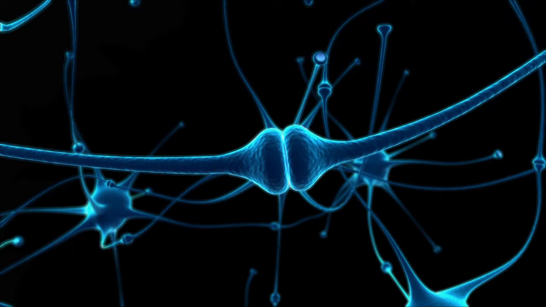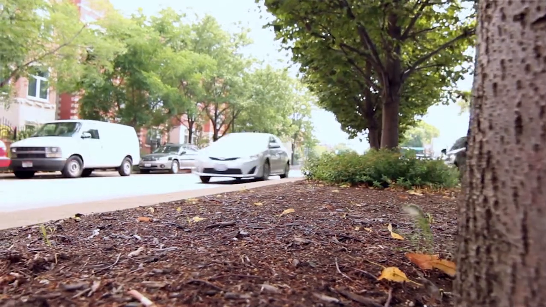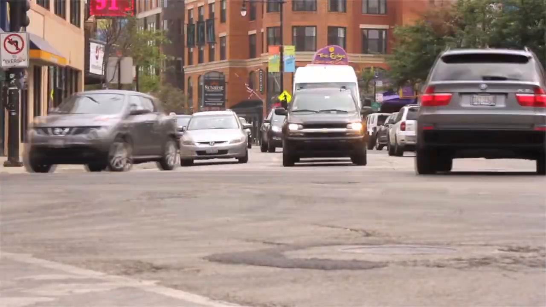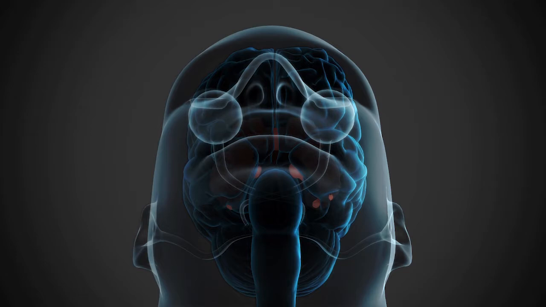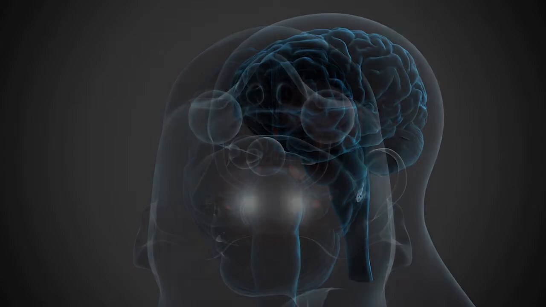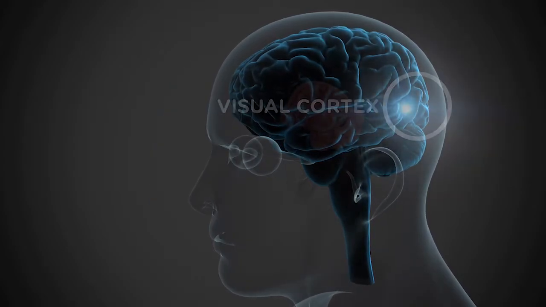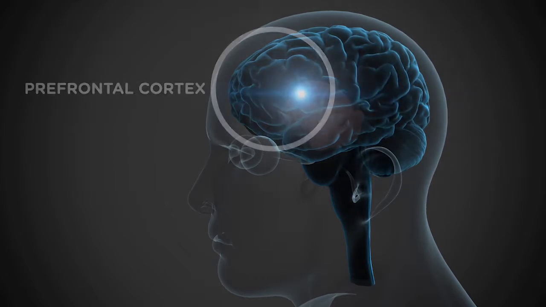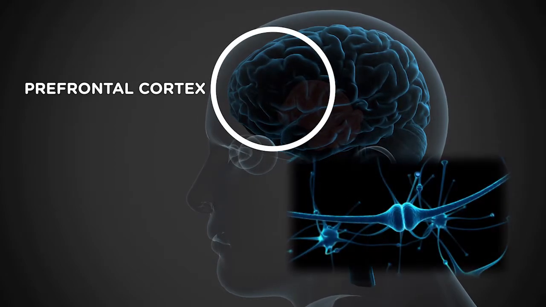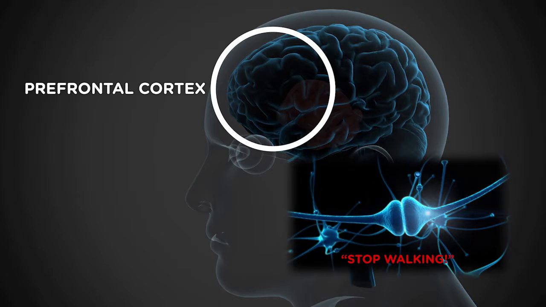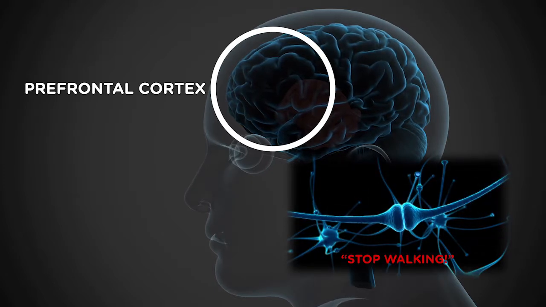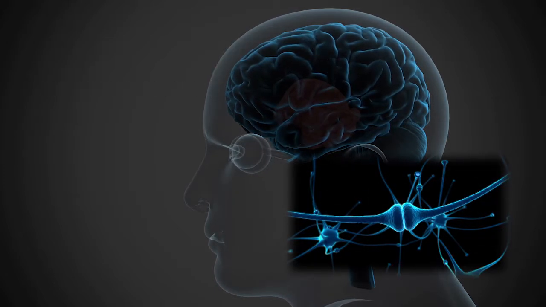So a good example is if you're walking down the sidewalk and you come to a street, what do you do? You look to see if any cars are coming, and let's say a car is coming. That visual information enters the eye, hits the back of the brain, the visual cortex, flash, there's the car. That information then shoots forward to the prefrontal cortex. The dopamine fires off and says, stop walking. That's called motor regulation.